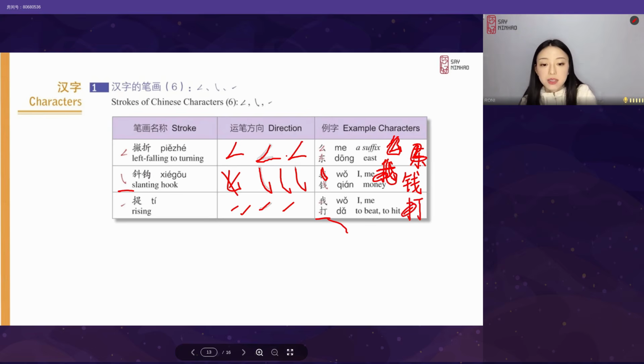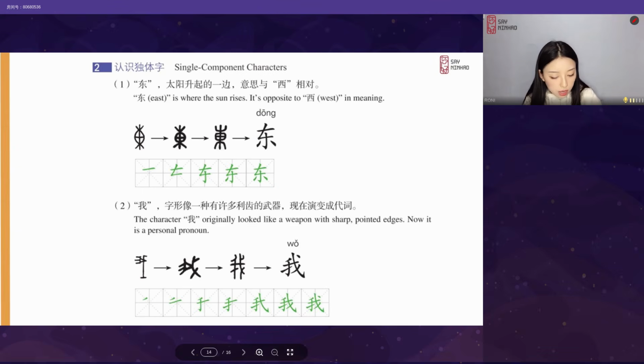First one is 撇折, left falling to turning, 撇折. Next one is the slanting hook, 斜钩. And last one is 提, rising. Now let's move on to our single component characters.